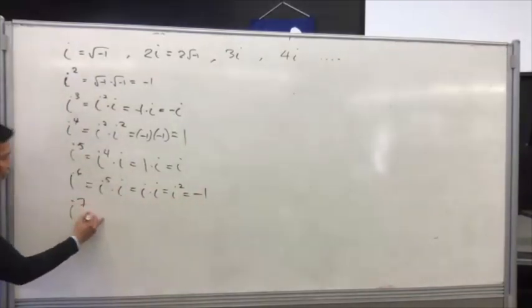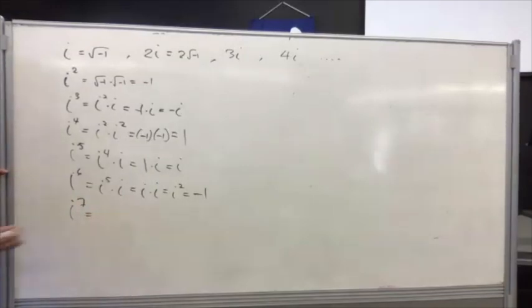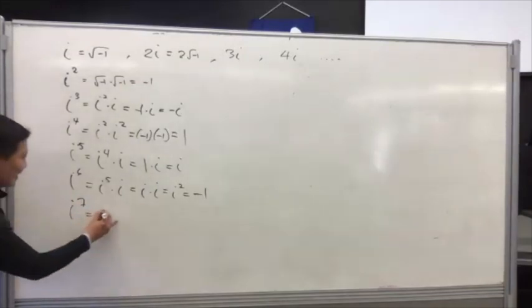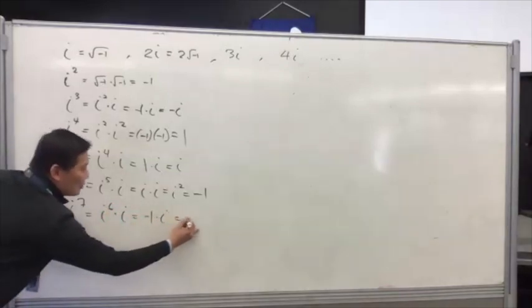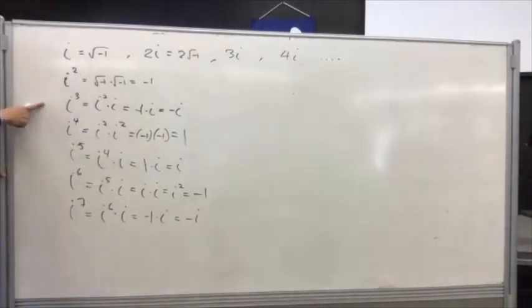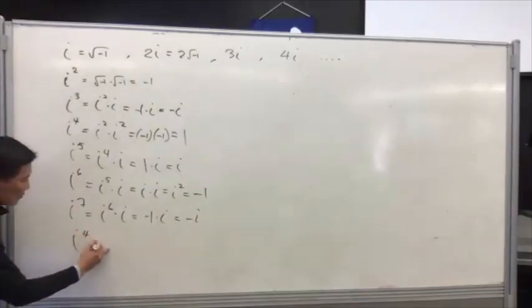I to the 7th power. Let's just keep going, since we're at it. So I to the 6th times I, which is negative 1 times I, which is negative I. Oh, wait a minute. It's matching the third one. Okay, I to the 4th power.